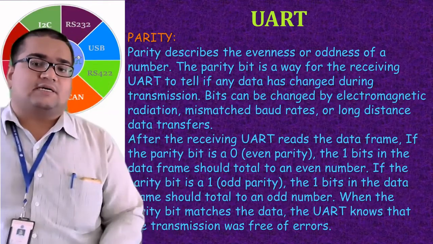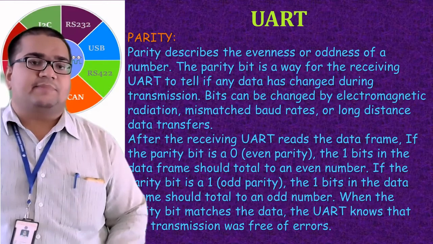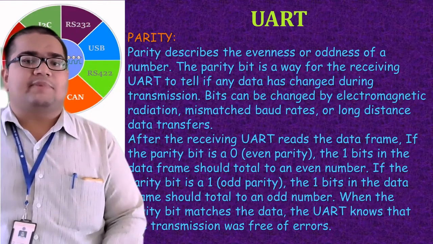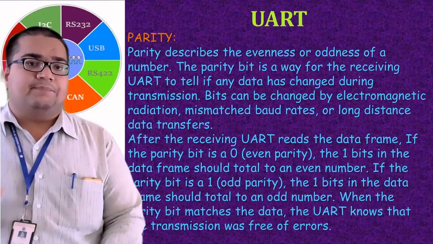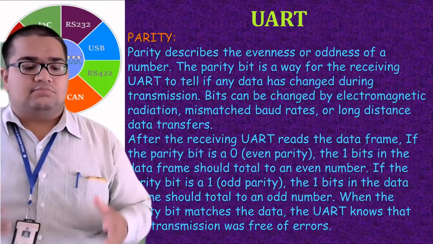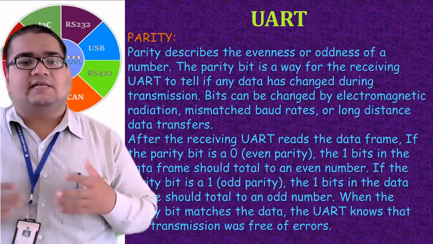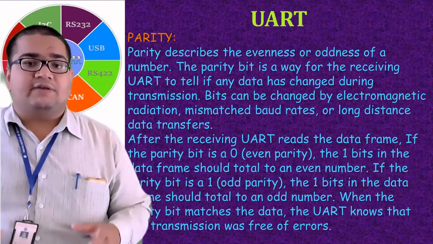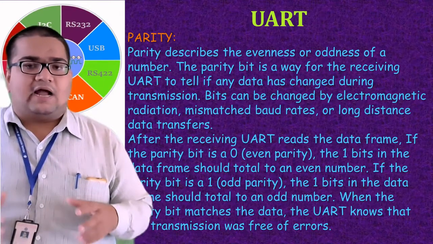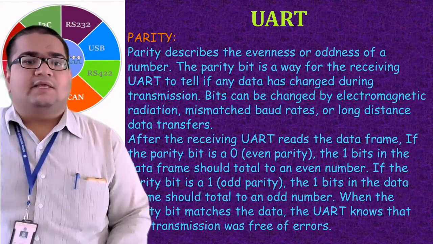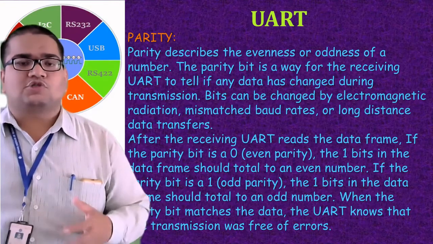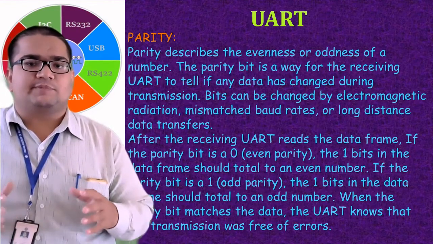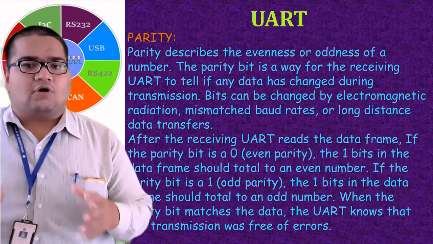When the receiving UART reads a data frame, if the parity bit is 0, that means it is even parity, and the number of 1 bits should be an even number. When the parity bit is 0, the transmitting end is telling the receiver that my data frame contains an even number of 1 bits, the high bits. If the parity bit is 1, it follows odd parity and tells the receiver that the number of high bits in the transmitted data frame will be an odd number.